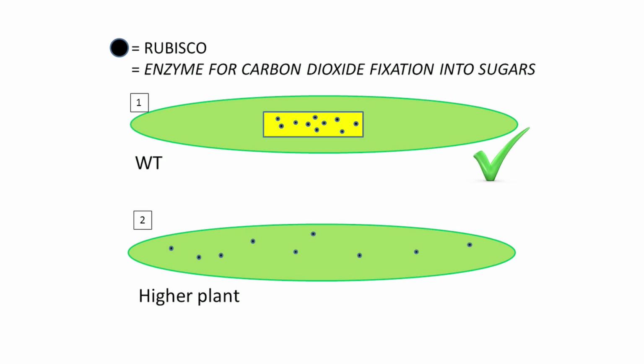Number 2 is a higher plant, and it has no pyrenoid. It's less concentrated. Diffusion lasts longer. Carbon dioxide can escape by diffusion.